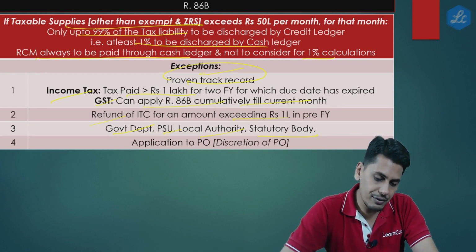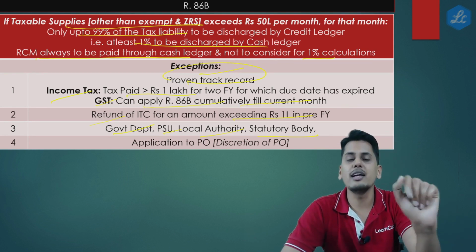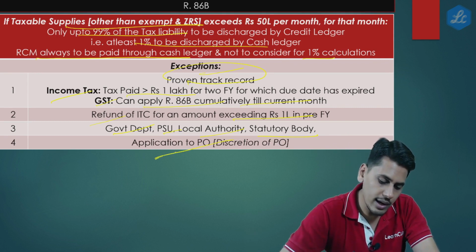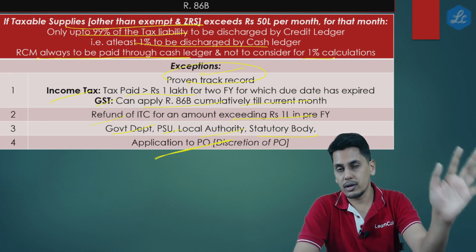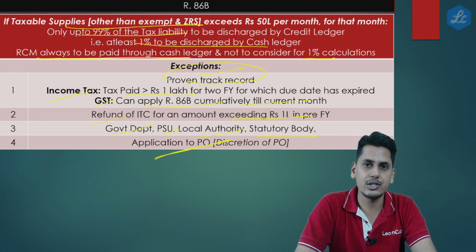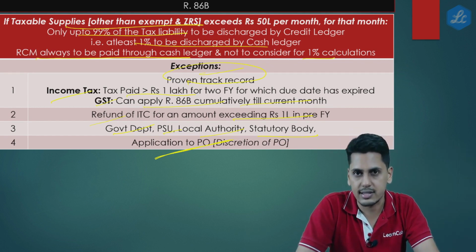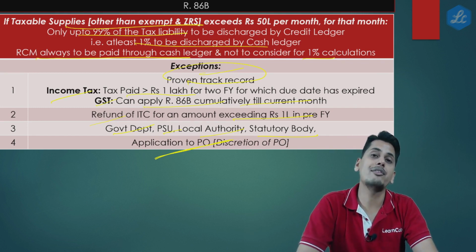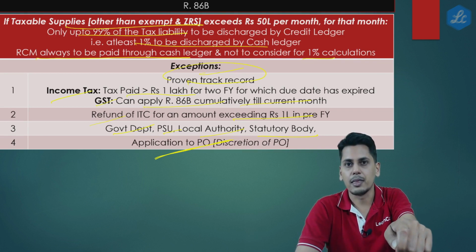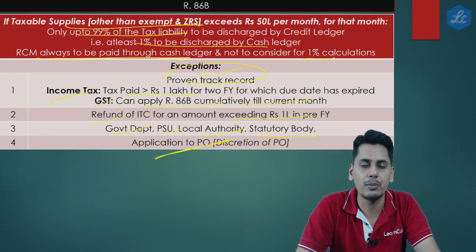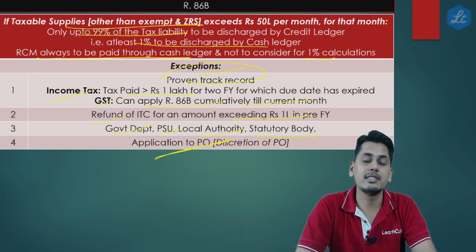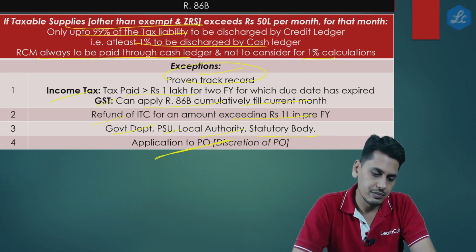And if you have claimed a refund exceeding 1 lakh in the preceding financial year, then 86B is not applicable to you. You can make an application to the proper officer if your case is not covered in either of the relaxations and if your case is a genuine case. If your concern is genuine, you can make an application to the proper officer who, after verification, if he is satisfied, can uplift the restriction which is placed by Rule 86B. This is a discretionary power of the proper officer.